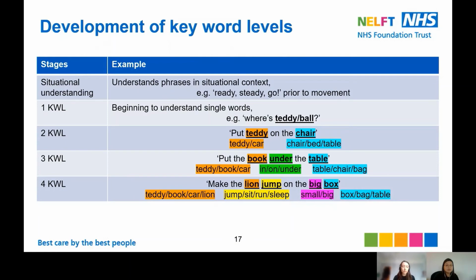And in a 4-keyword instruction, on is not a keyword in this example because you can make the lion jump on the big box to make the car roll on the small table. If there is an alternative to the preposition, such as in, on, and under, the instruction will then be a 5-keyword level instruction.